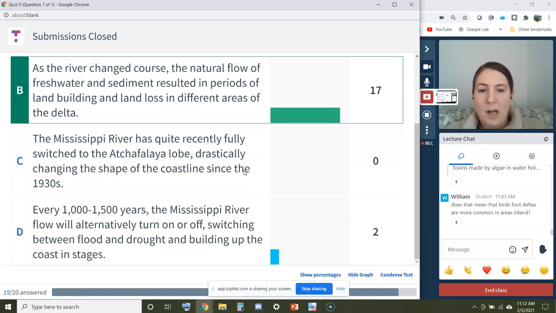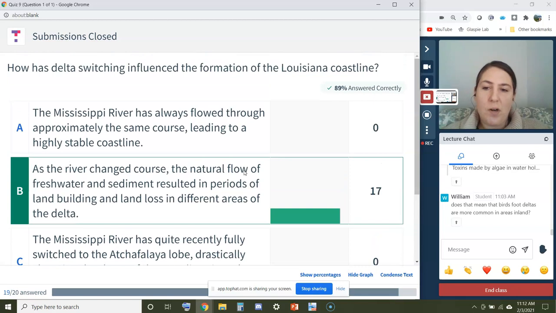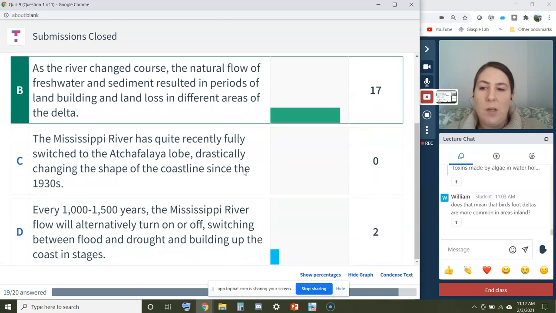So the answer that most of you got correct is B. As the river changed course, the natural flow of freshwater and sediment resulted in periods of land building and land loss in different areas of the delta. Looks like a couple of you chose D, so every 1,000 to 1,500 years, the Mississippi River flow will alternatively turn on or off. So the Mississippi River flow doesn't turn on or off, it just continues flowing. It'll just flow out of different areas.